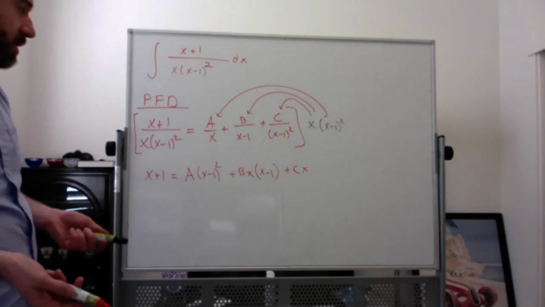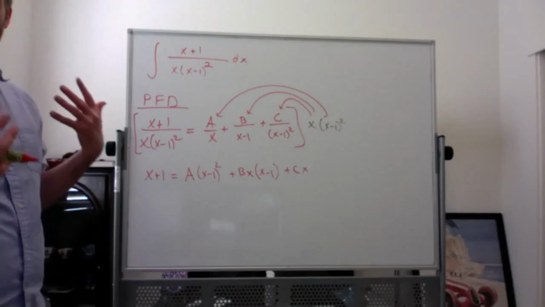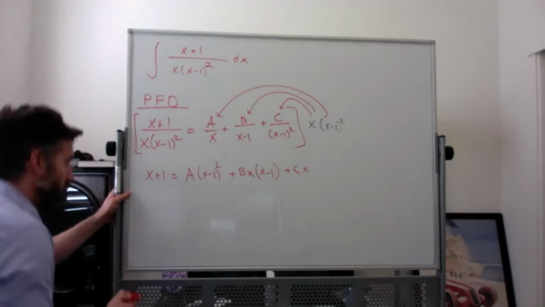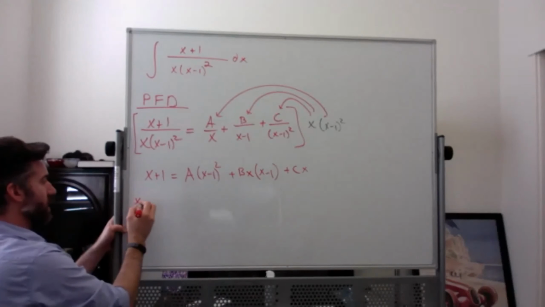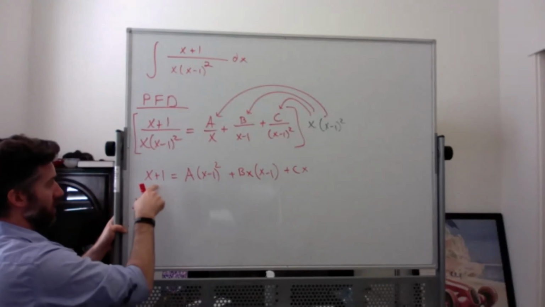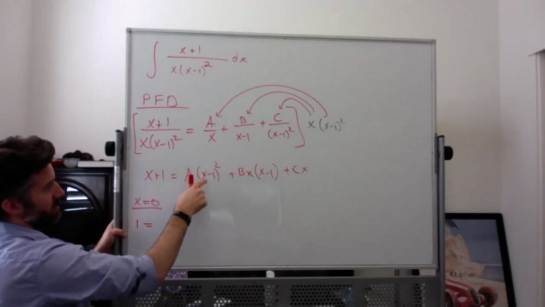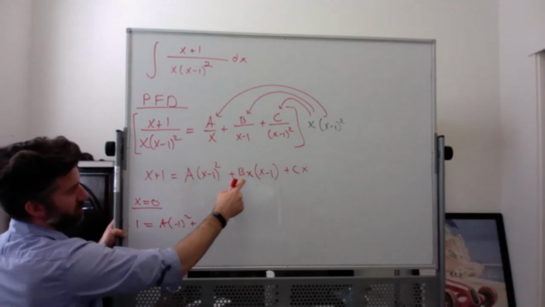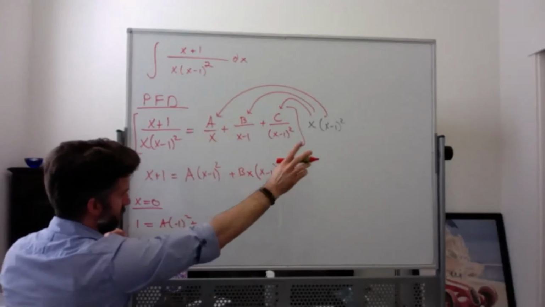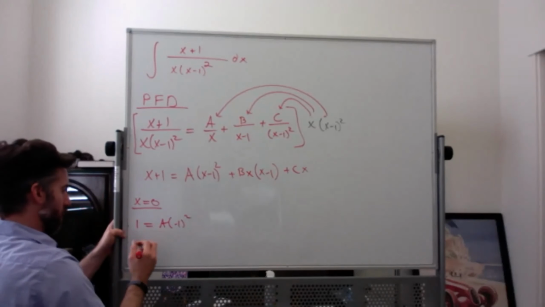We're still going to try and solve for a, b, and c the same way we did previously by picking what I like to call convenient values of x. So I'm going to pick values of x that make some of these things 0. I'm going to pick x equal to 0. On the left, I get 0 plus 1. On the right, I get a times negative 1 squared plus b times 0 is 0 plus c times 0 is 0. So I just get this. So a equals 1.